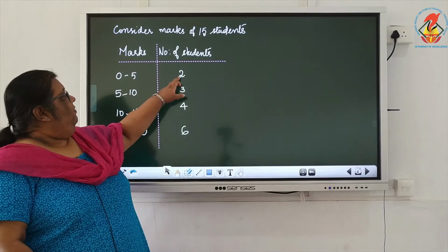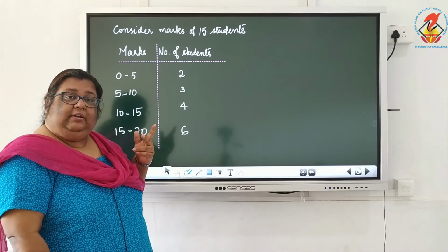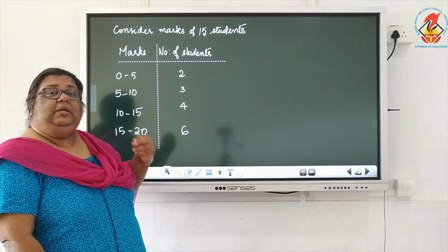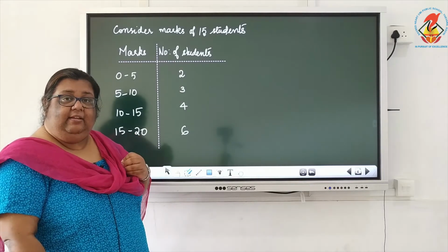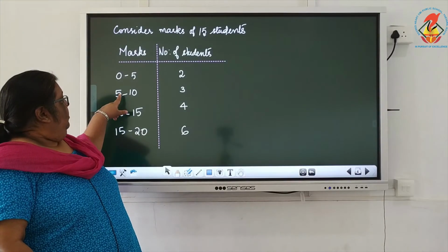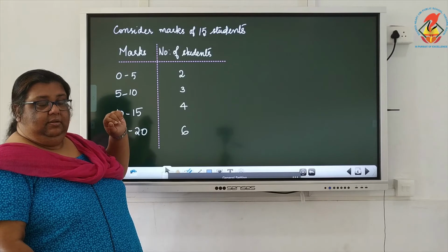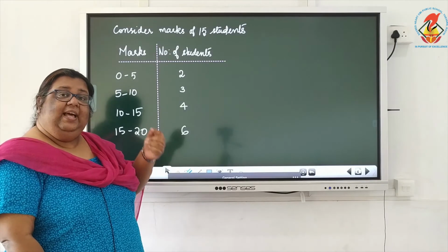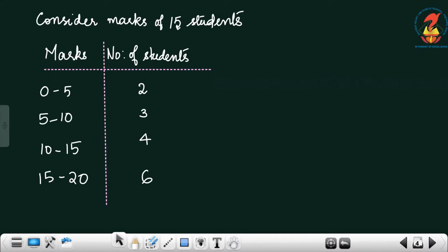Between 0 and 5 there are 2 students. So how many students got less than 5 mark? 2 students got less than 5 mark. Can you tell me how many students got marks less than 10? Look into the table clearly children. Marks between 5 to 10 is 3. Now I asked you how many students got marks less than 10. So how many will be there less than 10?